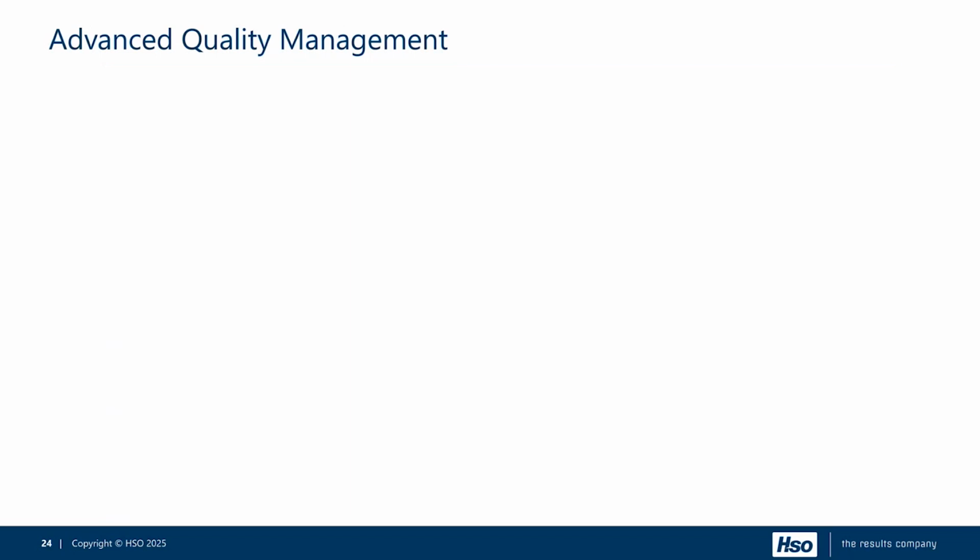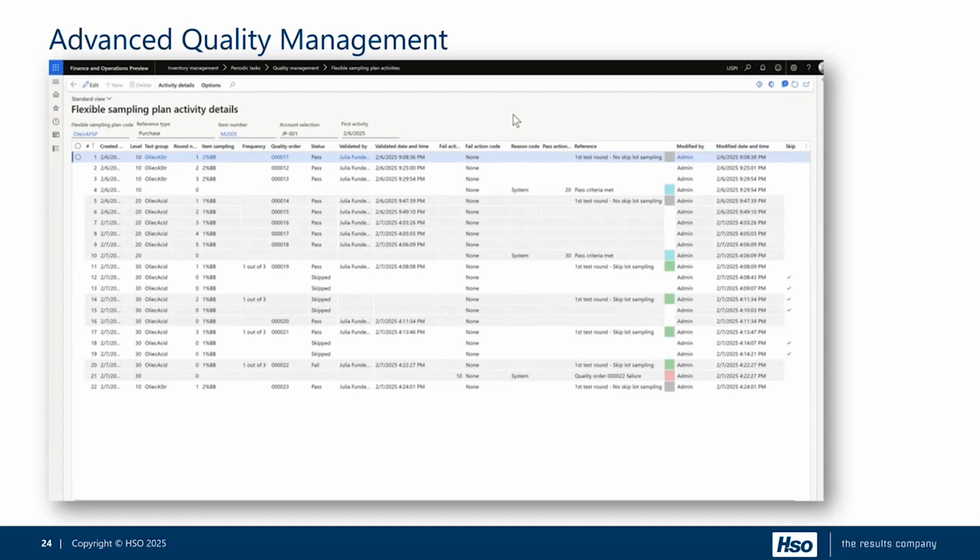Sorry, I'm moving forward, there we go. So you get list pages on things like my flexible sampling plan. And let's have a look at my corrective and preventative actions, so CAPA management.